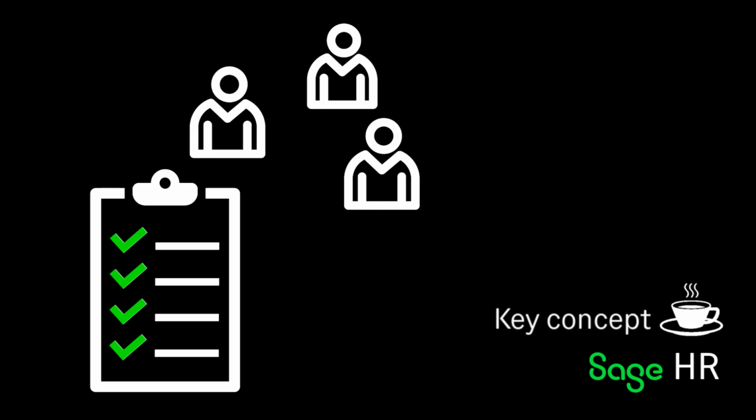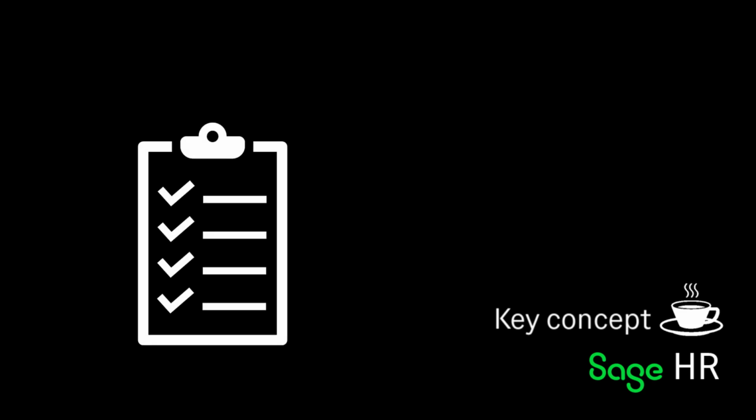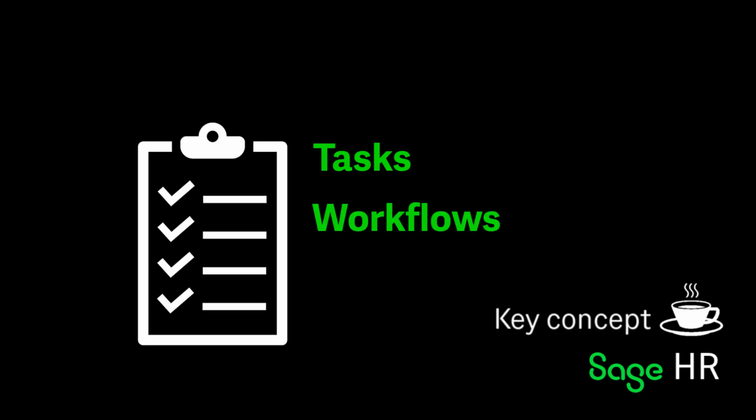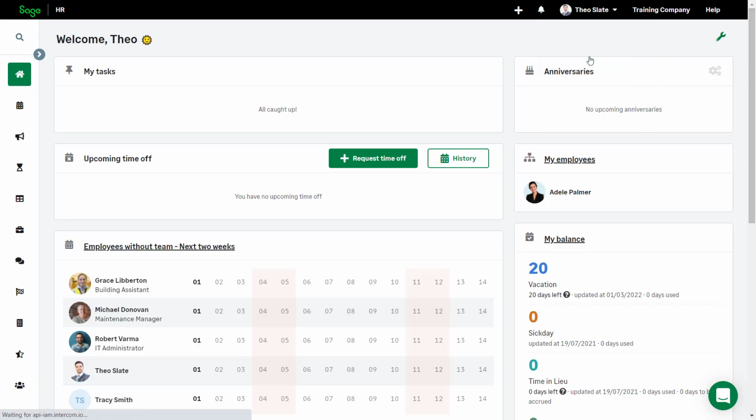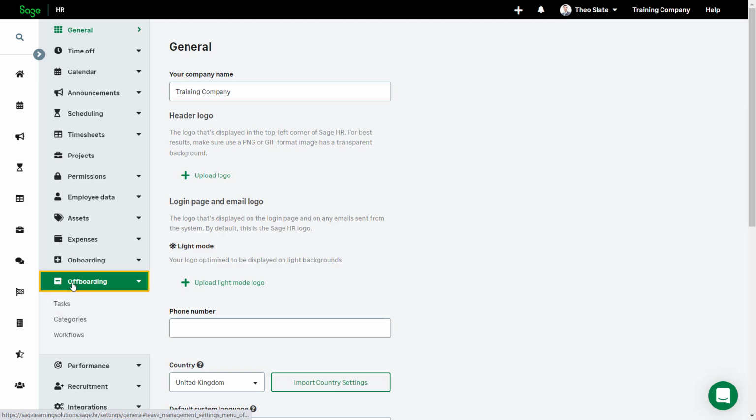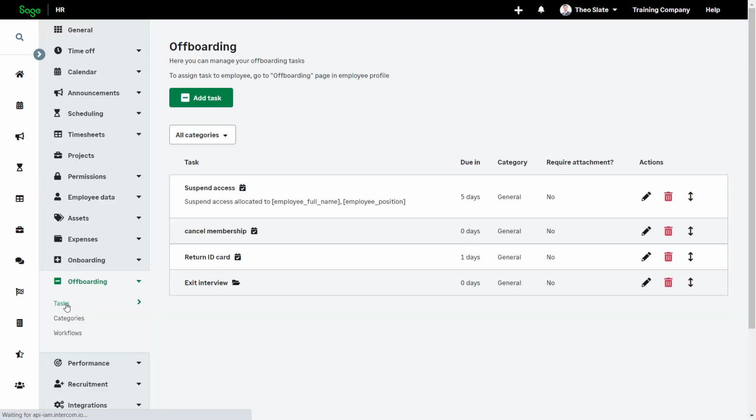In this video, you will see how to create offboarding tasks and categories, define workflows for these tasks, and how to assign tasks and workflows once an employee has been terminated. All offboarding settings are found under Settings and then Offboarding. Select the Tasks tab to add offboarding tasks.